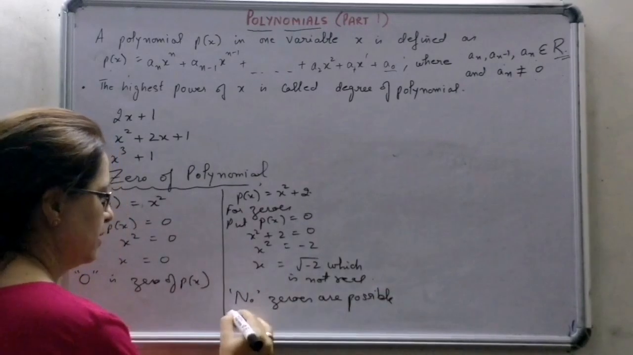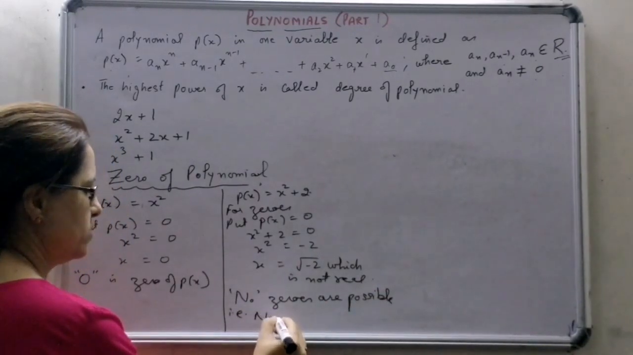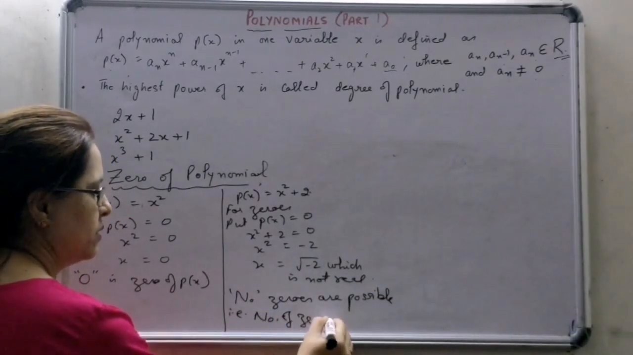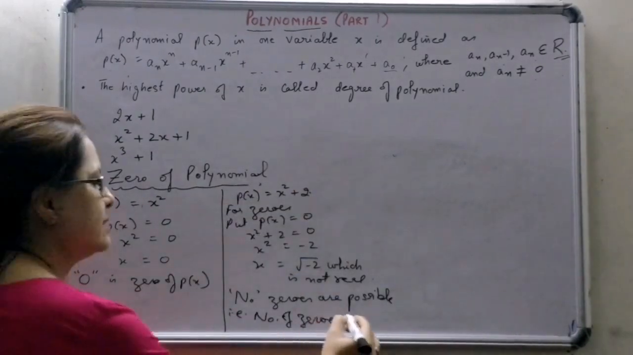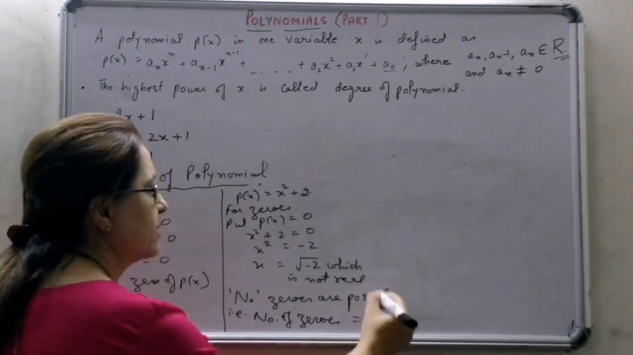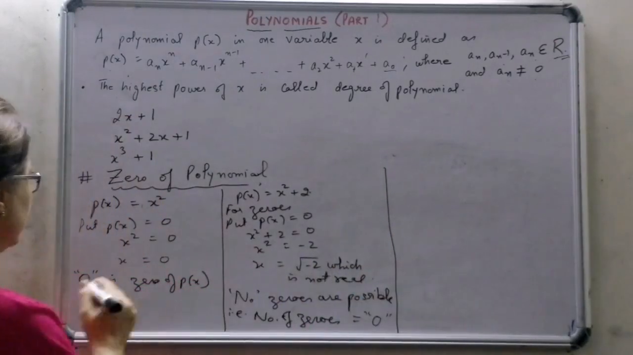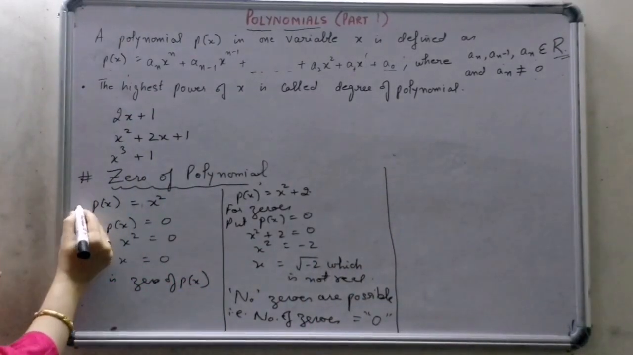That is, the number of zeros of this quadratic polynomial is just the numeric 0. We can put 0 here for the number of zeros.